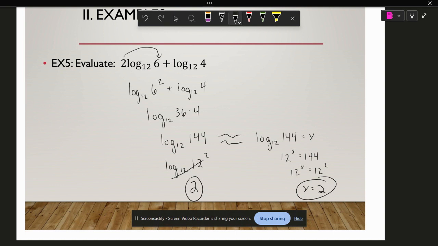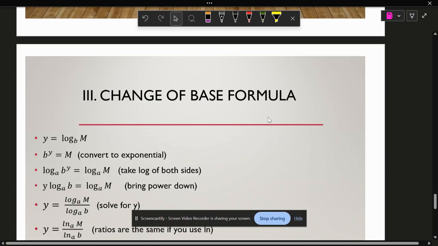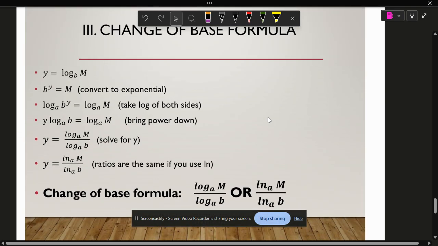I personally don't feel like this is anything that's super challenging for you. I think the biggest challenge is remembering all the different little formulas that could go into it and all the different shortcuts. The very last thing that I see here is called the change of base formula.